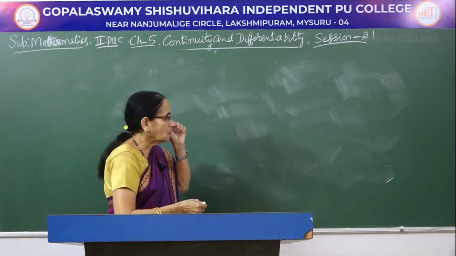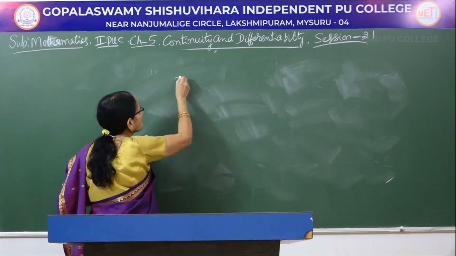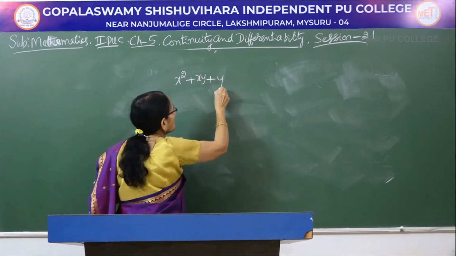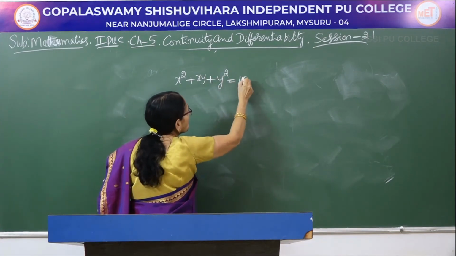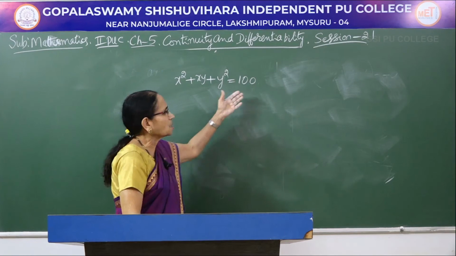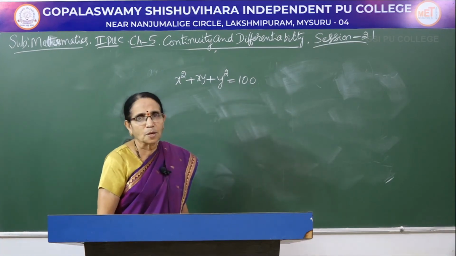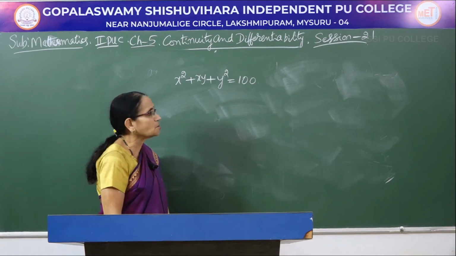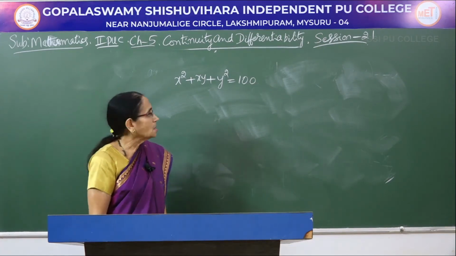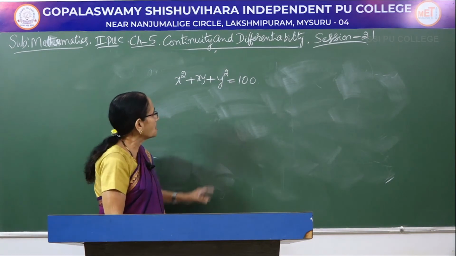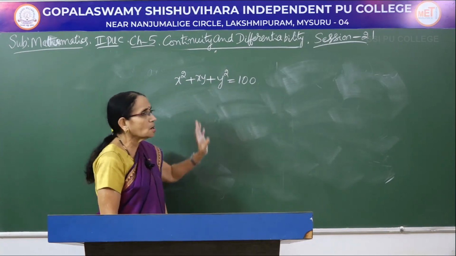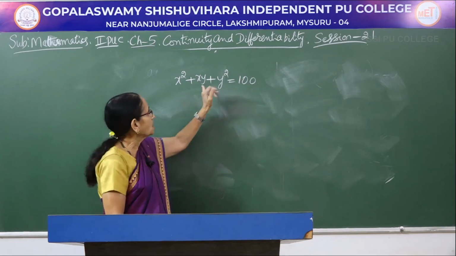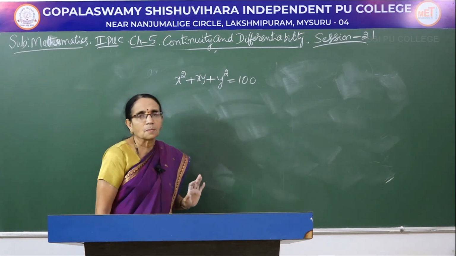Now, take another problem. X square plus xy plus y square equal to 100, or it can be any constant. Some constant would be given on the right hand side. See, this problem, of course, in this also, two terms are containing the term y. Here x into y, here y square.